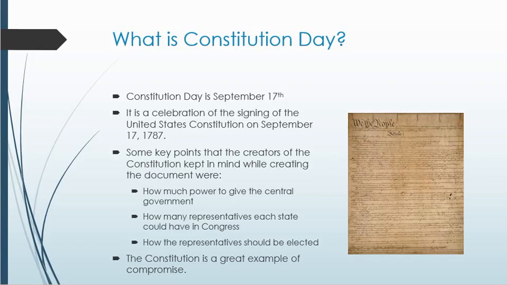And some of the things that they needed to keep in mind were how much power the central government should have, how many representatives each state should have, and how exactly those representatives should be elected. So this process lasted for several months and ultimately is a great example of how these men came together and formed a compromise to give us a stronger government.